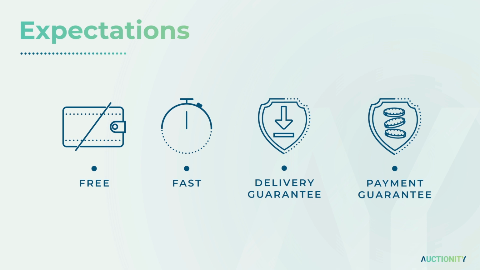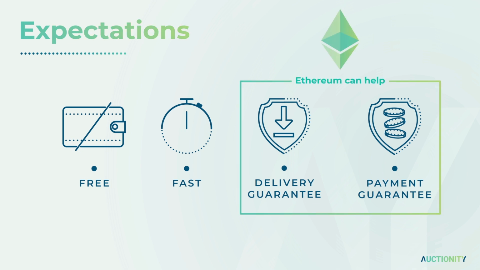And the 2 other expectations are delivery and payment guarantees. This means that as a seller, you want to be sure to be paid at the end of the auction. And as a bidder, as the winner of an auction, you want to be sure to get your good at the end of the auction. And concerning those 2 last points, we figured out that the Ethereum blockchain can help.